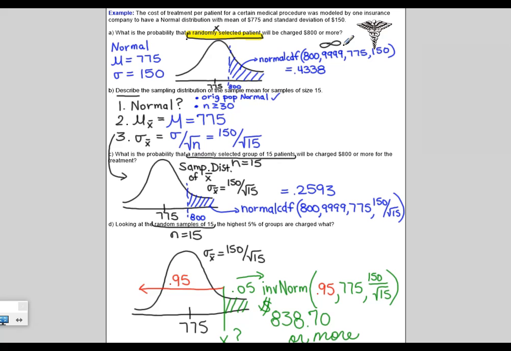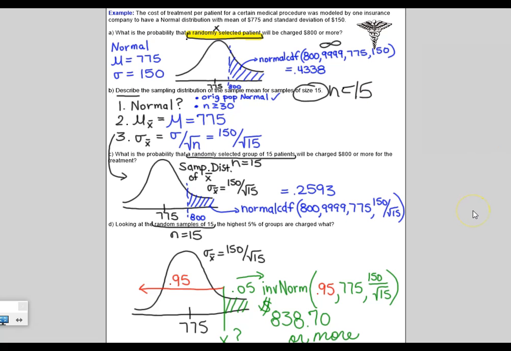Now, something that we would do in this chapter is we start talking about the sampling distribution. It says, describe the sampling distribution of the sample mean for samples of size 15. So we have samples of 15. All right, so we need to know three things to be able to describe the sampling distribution. The first thing is we need to know, is this sampling distribution going to be normal?